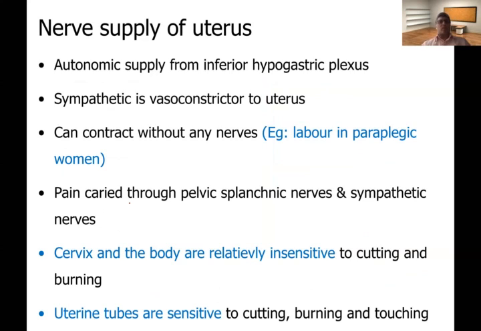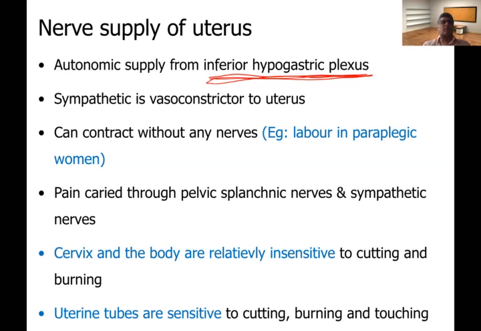Then the nerve supply of the uterus, these are all just small points. There is autonomic supply from the inferior hypogastric plexus. I will not discuss the superior and inferior hypogastric plexus, it's a little bit complex. But remember that the inferior hypogastric plexus is the main autonomic plexus that supplies the pelvic and perineal organs.